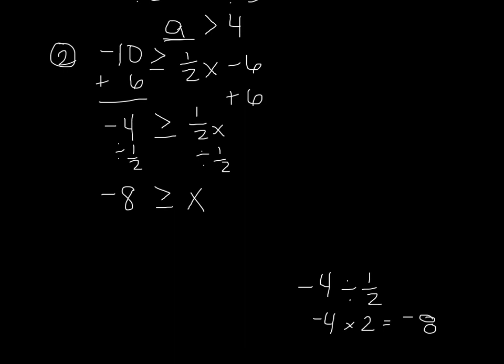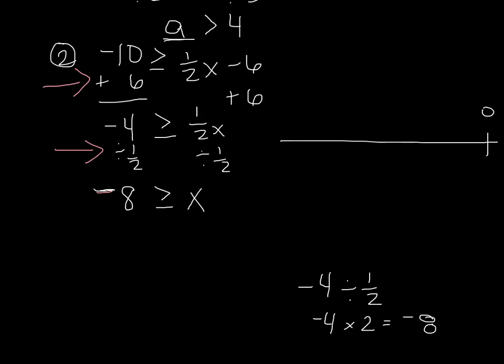Yes, this is a negative number here, but it doesn't matter because we're adding, and this is positive, this is positive. So yes, it is a negative 8, but we don't flip our sign because we didn't divide or multiply by a negative number. All right, there we go. Now let's graph it.